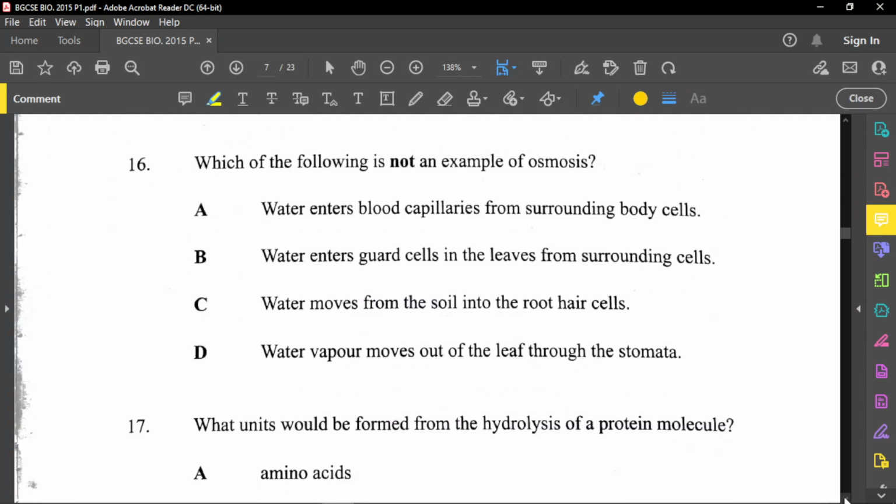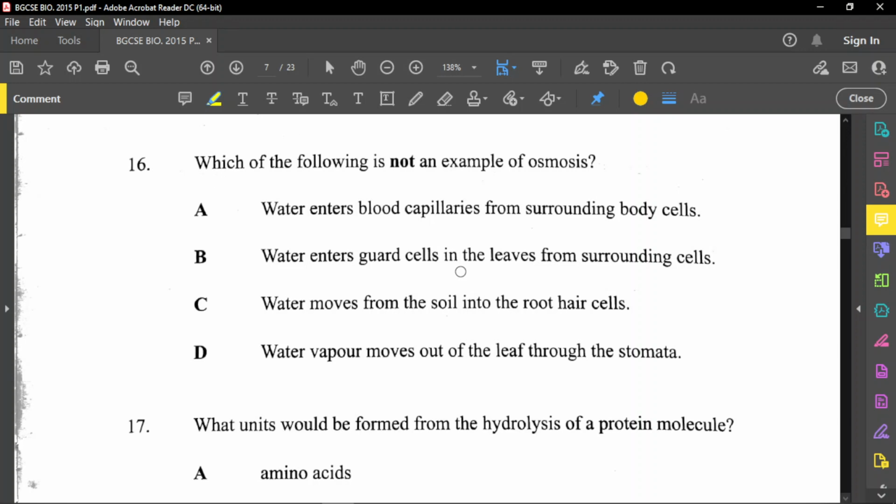All right, question number 16. Which of the following is not an example of osmosis? Not an example of osmosis. So A says water enters blood capillaries from surrounding body cells. That is an example of osmosis, movement of water across membranes, definitely. B, it said water enters guard cells in the leaf from surrounding cells. That is also osmosis. Water moves from the soil into the root hair cells. That is also osmosis.